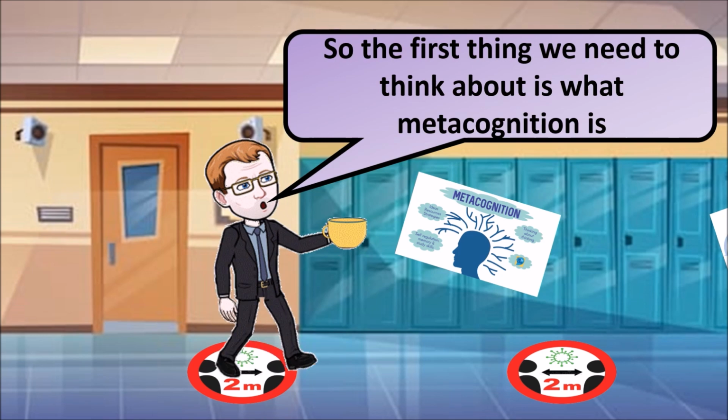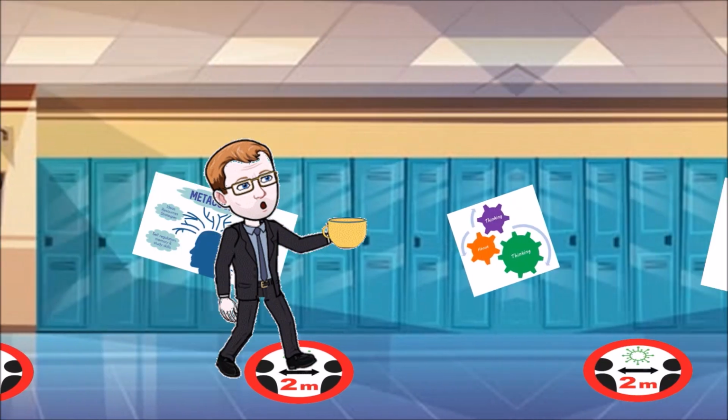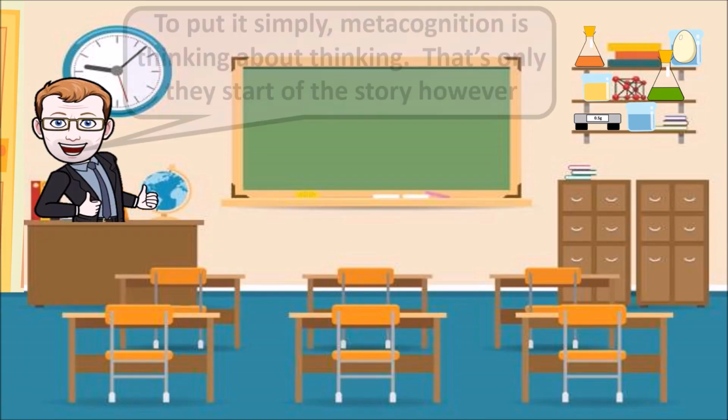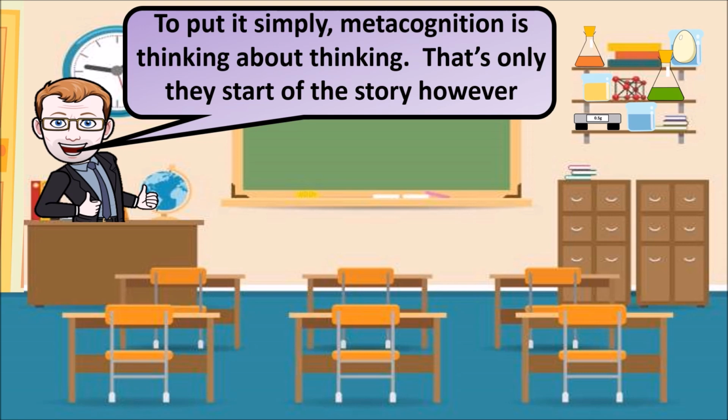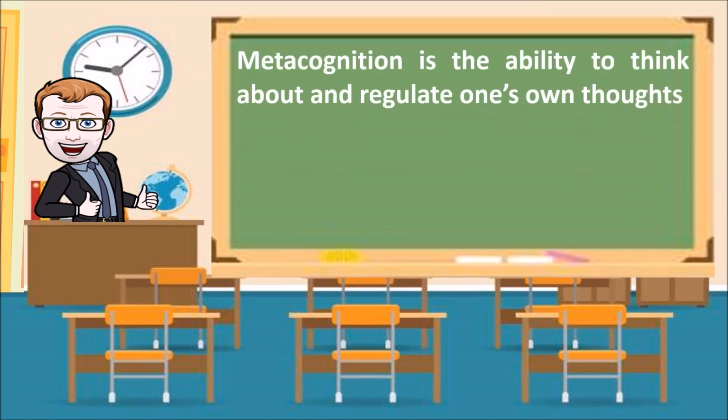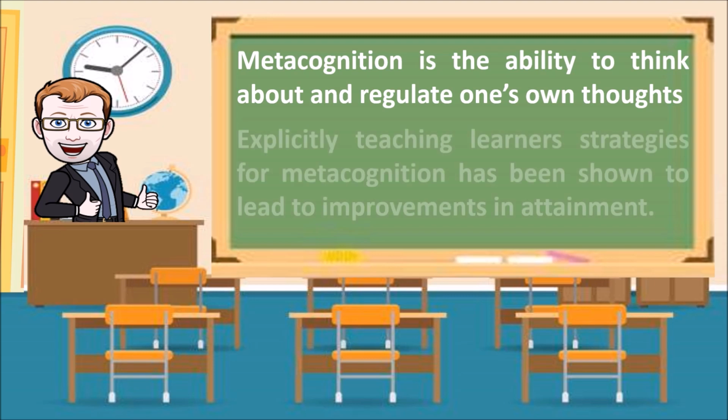So the first thing we need to think about is what metacognition is. To put it simply, metacognition is thinking about thinking, but that's really only the start of the story. So metacognition is the ability to think about and regulate one's own thought. So that's to think about why you are thinking about something, to think about why you have a particular idea and how you could go and take that idea forward.